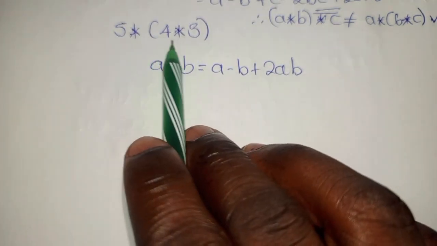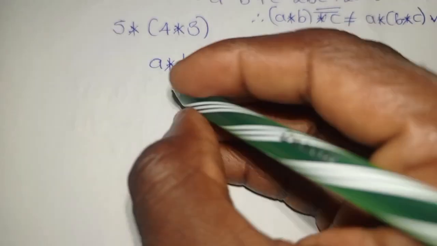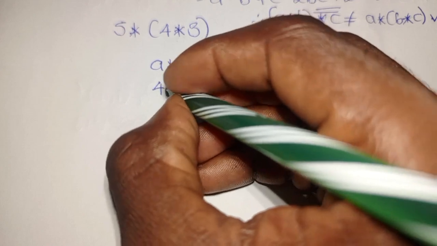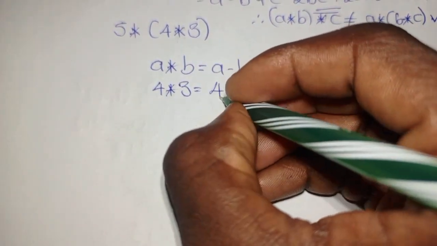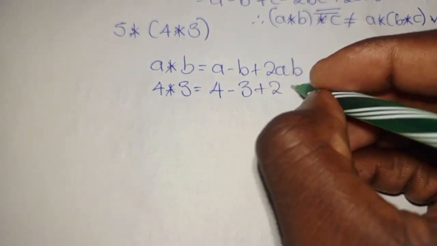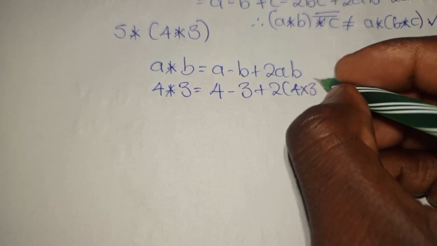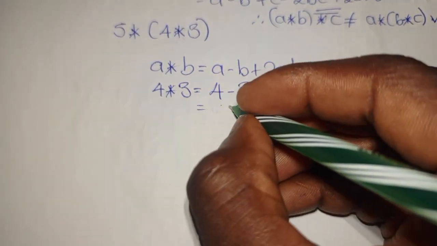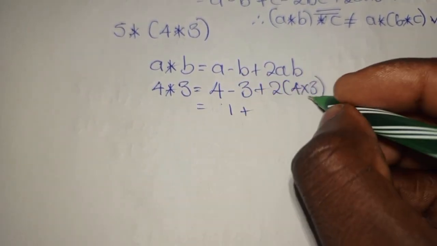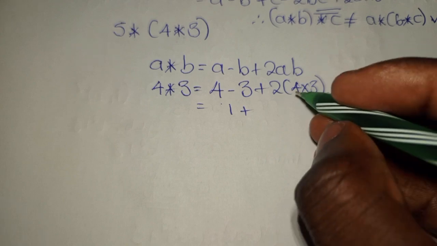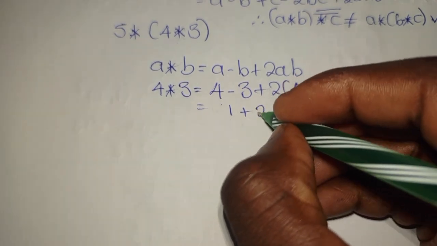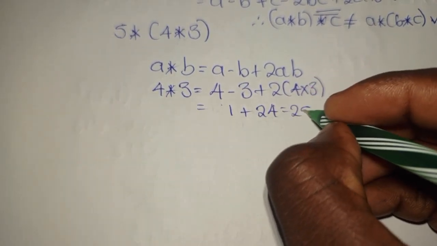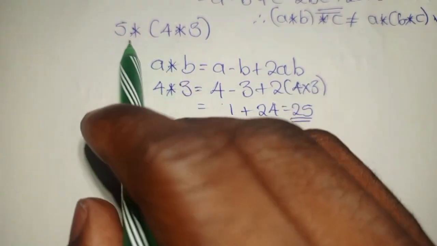So we first plug in 4 star 3. So 4 star 3 is equal to 4 minus 3 plus 2 times 4 times 3, where you have 4 minus 3, which is basically 1, plus 4 times 3, which is 12, times 2, which is basically 24, giving you 25. Then from here now, we will introduce the 5.